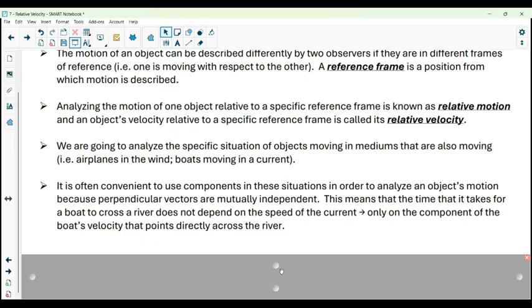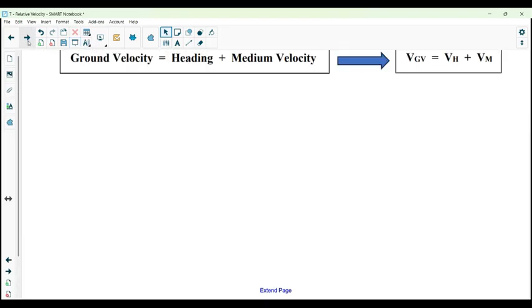It's often convenient to use components in these situations, right, in order to analyze the motion of an object, because perpendicular vectors are mutually independent. So that means that the time it takes for a boat to cross the river doesn't depend on the speed of the current, because the current is not in that direction at all. Only the component of the boat's velocity matters, and I showed you that with the simulation.